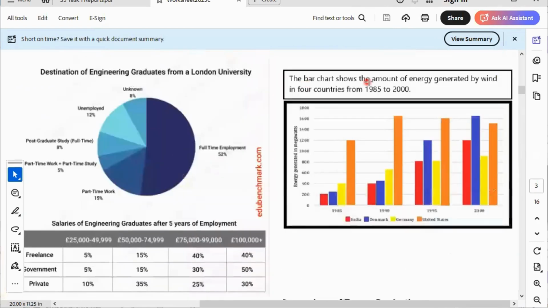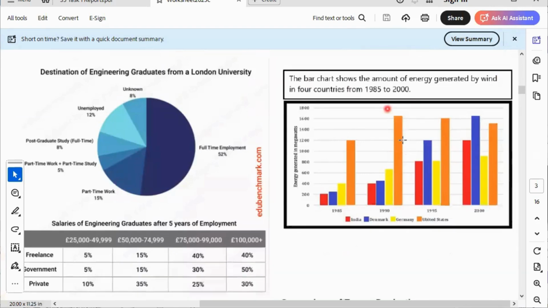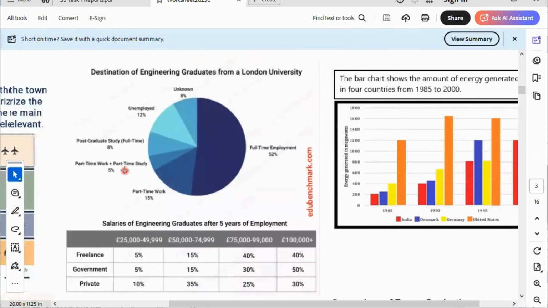The bar chart shows the amount of energy generated by wind in 4 countries from 1985 to 2000. So you have to write, they can ask you to write a report on something like this. And then the last one is combination charts. You can see it here.